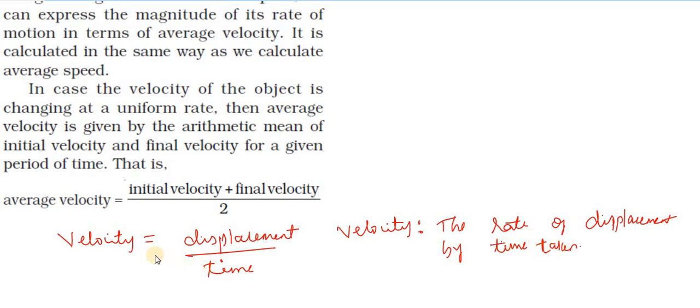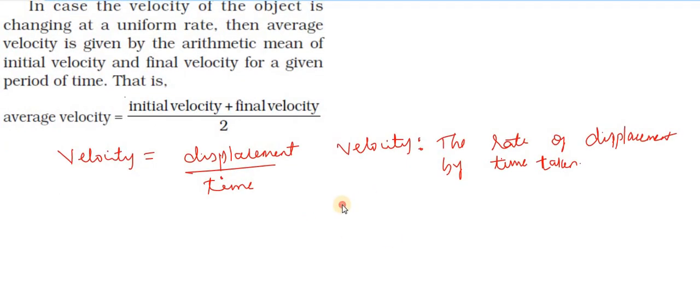And you can write this velocity as displacement by time, and the SI unit of velocity is meter per second. Here also the same. Why? Because for displacement the unit is meter, for time the unit is second, so therefore it is meter per second. This is the formula to find velocity, and this is the SI unit. Is it clear? I hope all of you understood.